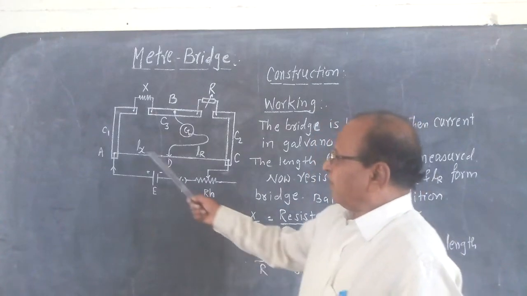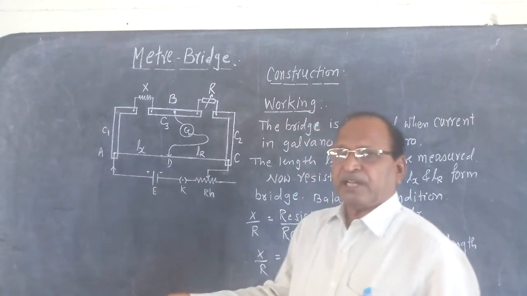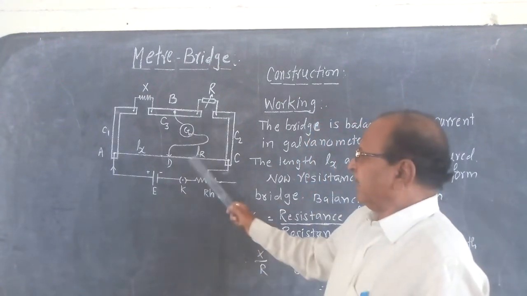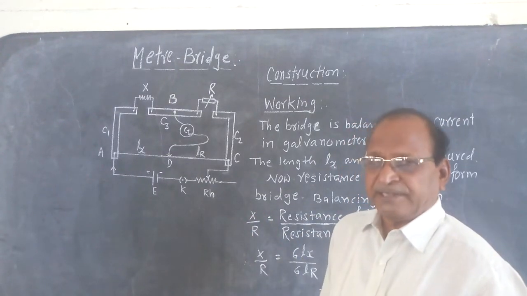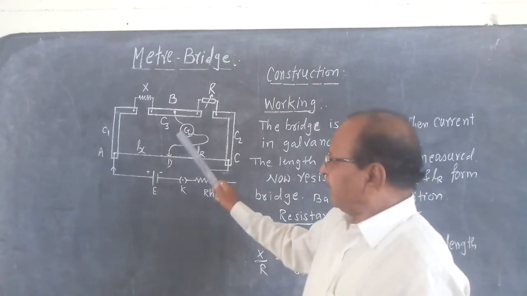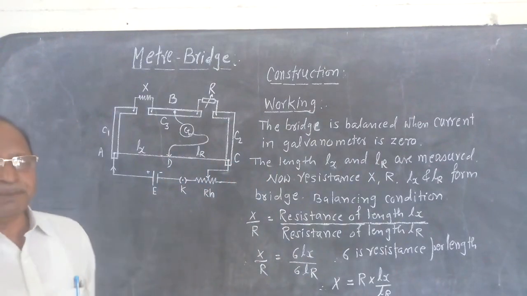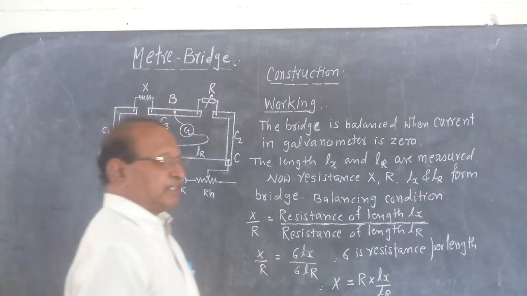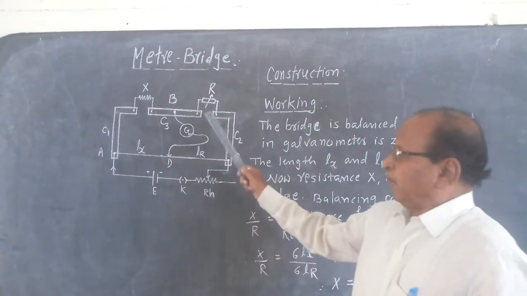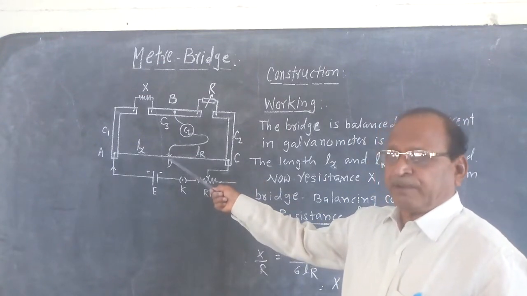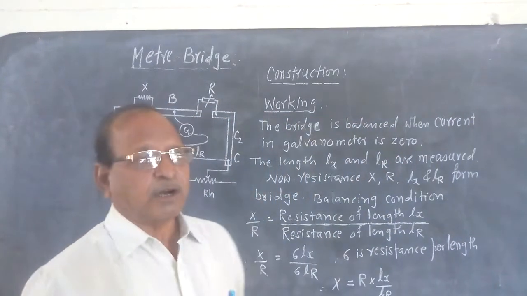That means at the start, when we put the jockey at point A, the galvanometer shows deflection on one side, and at C the deflection in the galvanometer is on the opposite side. And when the jockey is at point D, there is no deflection in the galvanometer. That means current through the galvanometer is 0. When this point D is obtained, it is called the null point or balance point.